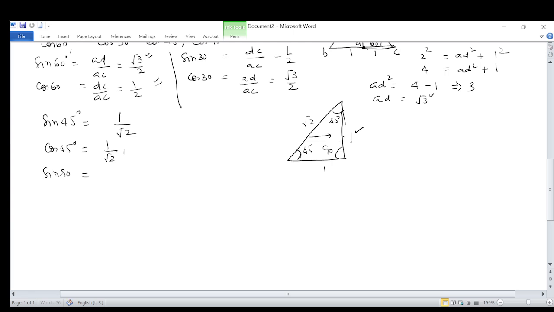So this and this become equal. So sine 90 is equal to 1. And again, cos 90: what will happen if you bring the hypotenuse to this perpendicular?